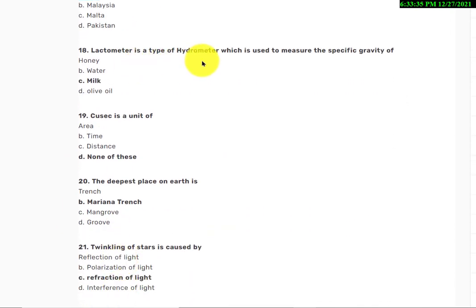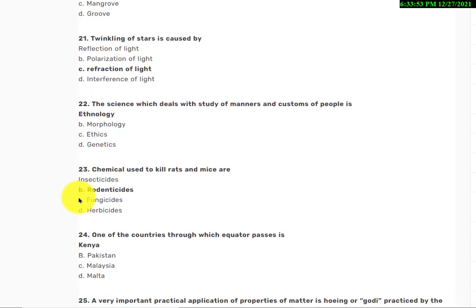Lactometer is a type of hydrometer which is used to measure the specific gravity of milk. Cusec is a unit of none of these. The deepest place on earth is Mariana Trench. Twinkling of stars is caused by refraction of light. The science which deals with study of manners and customs of people is ethnology.